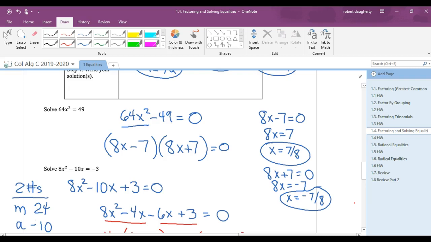But I prefer to have 7/8 instead of whatever that is, 0.875. I don't want a decimal there. So you can get to this, okay?